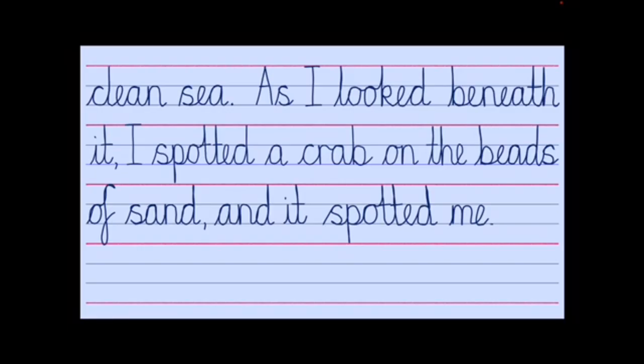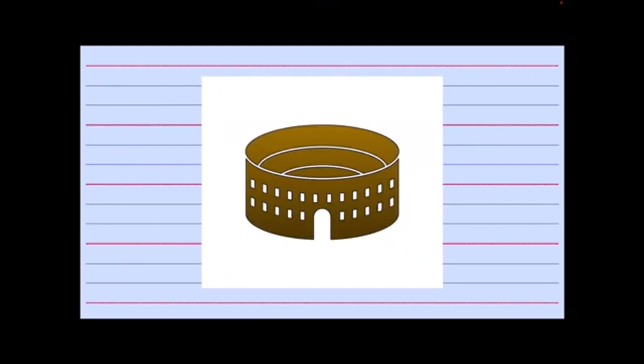It grinned. Grin also got I in our starter word. So yes, we double that N. And we have an exclamation mark. Now I'm not sure crabs do grin, but this was a dream. Now this looks to me like a stadium. Huh, I wonder where the dream will go now.